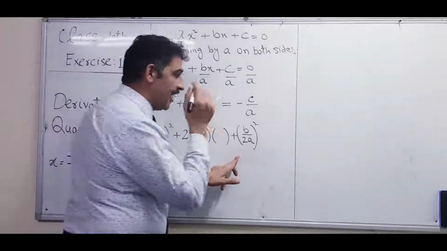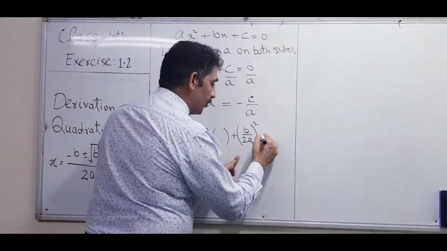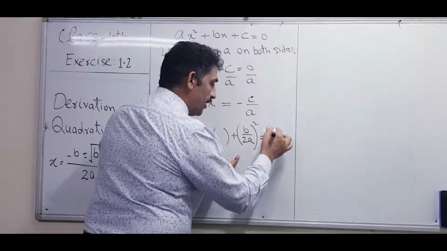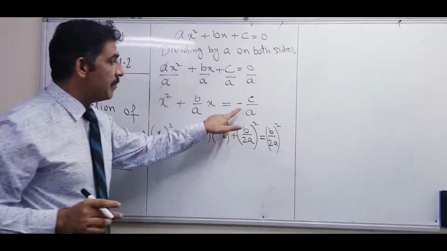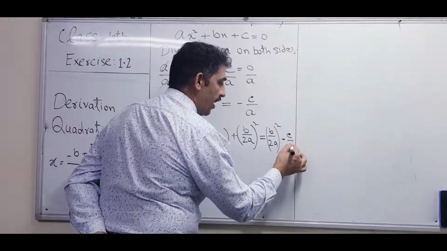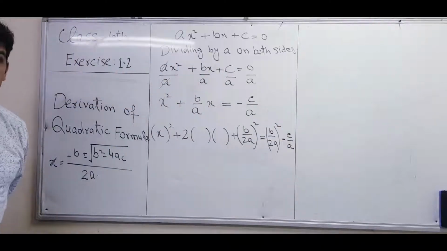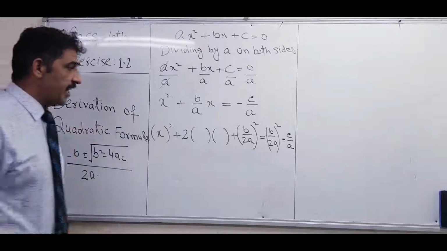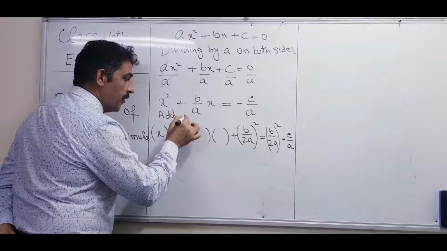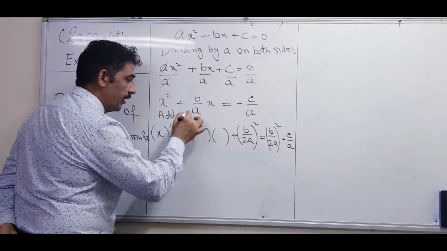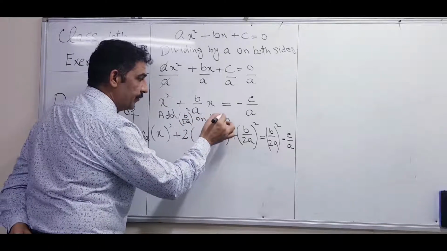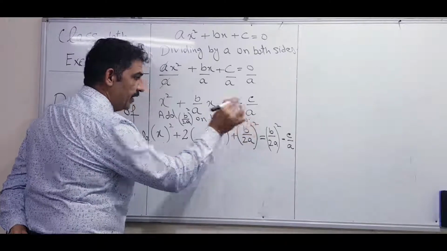Here we add on the left hand side. Now we will add this on the right hand side also: b over 2a, its square, and this term remains the same, minus c over a. Minus c over a will remain the same. If you get confused, you can write it here: add b over 2a square on both sides. That is the third step.